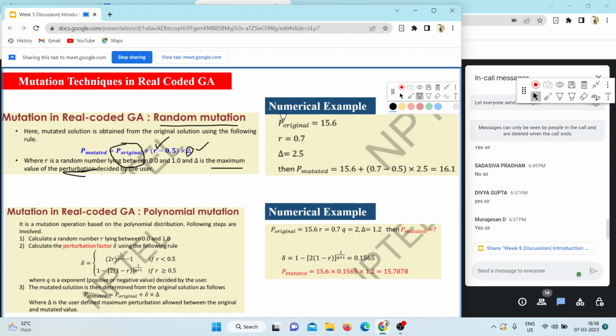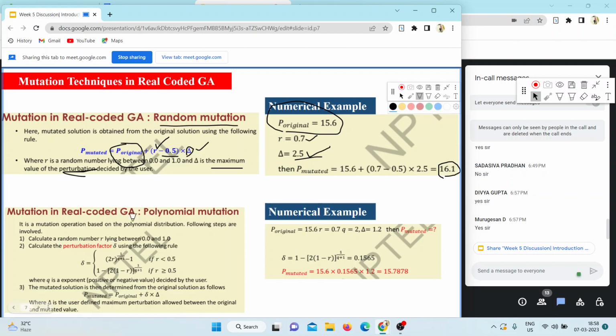So again you can see by a numerical example. This is your parent, that is 15.6, R is given 0.7 and delta is also given 2.5. So direct formula you can put, that is 15.6 plus R minus 0.5, that is 15.6 plus 0.2 into 2.5. So you will be getting this 16.1 as your answer.